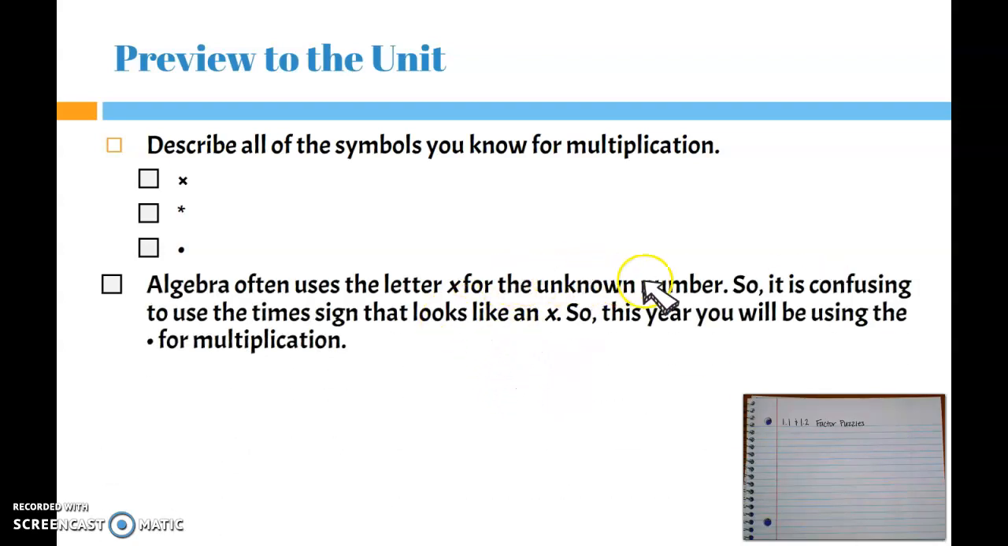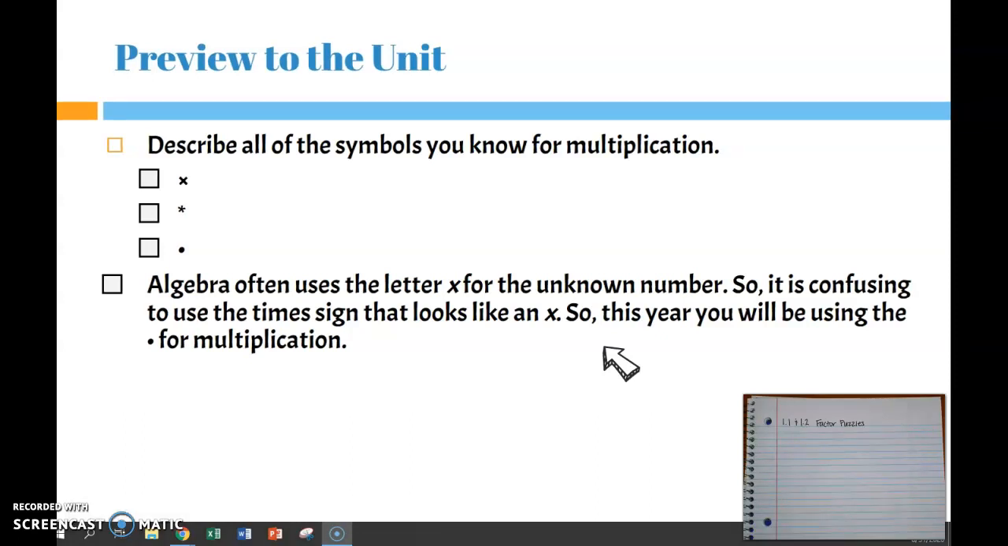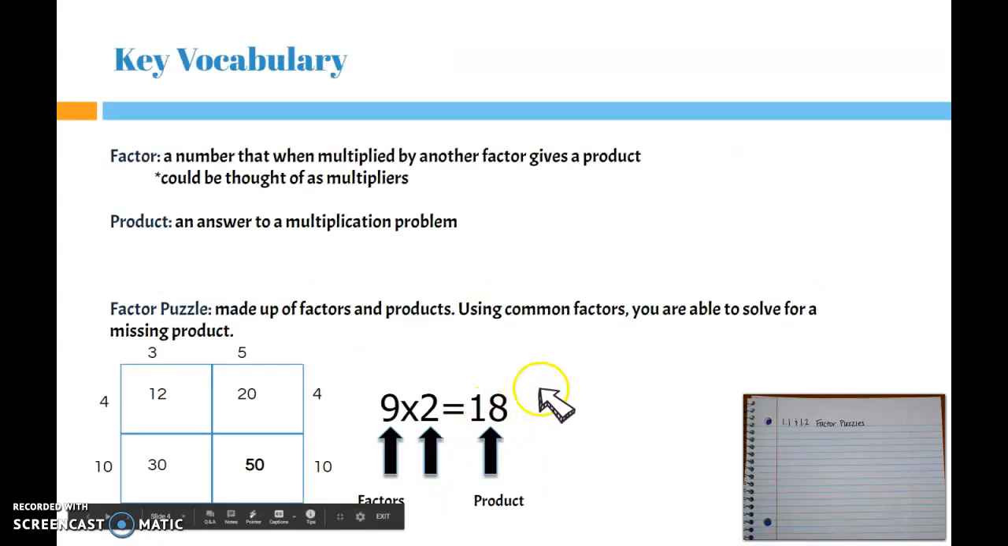Since algebra uses x for unknowns or variables, it gets confusing, and that's why we're going to try to eliminate it. Does that mean you will always see either the star or the dot? No, occasionally the x will slip back in, but I do my best to keep it pretty straightforward for you.